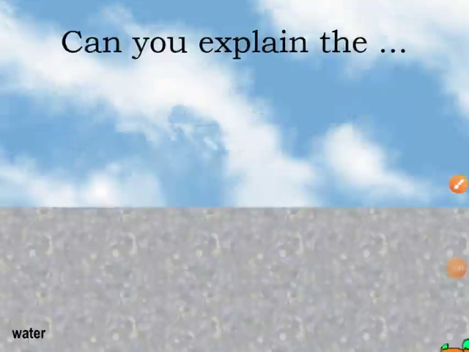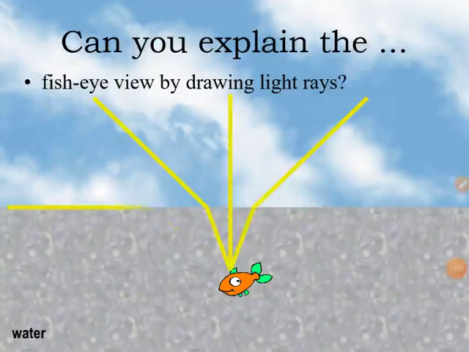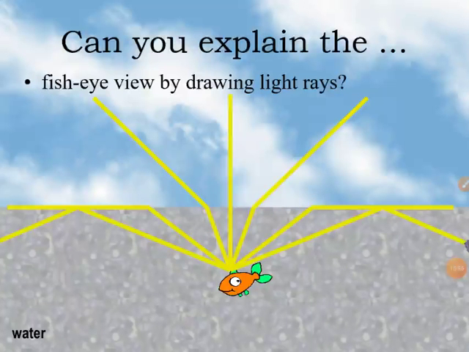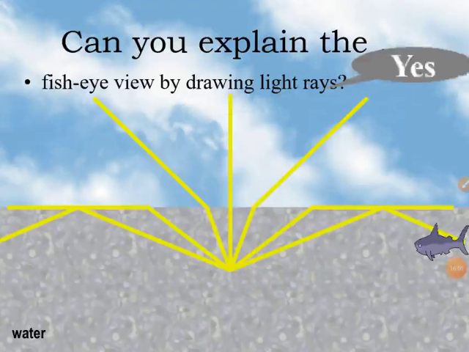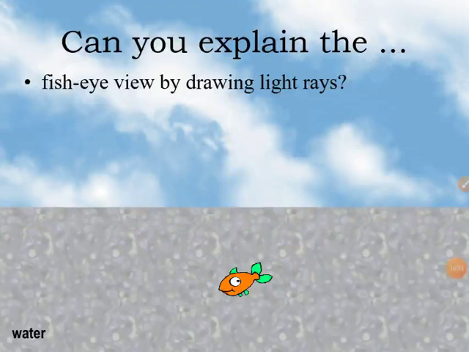Now next is about a fish eye view by drawing a ray diagram. I'm showing you here, see, a shark is coming, so that this small fish will run away, because that small fish can see that big shark very easily. So these are the fish eye view that can be seen. So you just see it again, I'm showing you again.